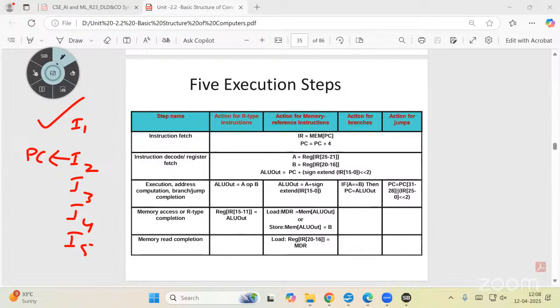To fetch, we need to find out the address. So that is called instruction fetch. After finding the location, fetch the data. Fetch means reading the data from the memory. That is the fetch cycle.